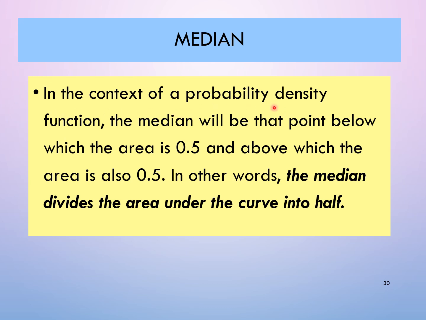In the context of a probability density function, or the PDF, the median will be that point below which the area is 0.5 and above which the area is also 0.5. In other words, the median divides the area under the curve into half.